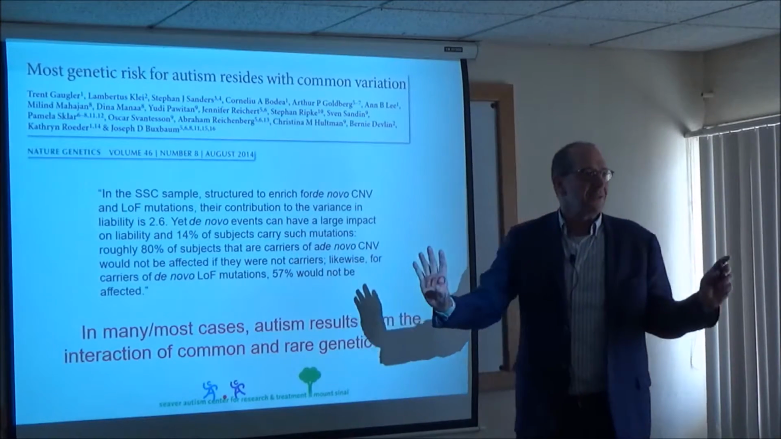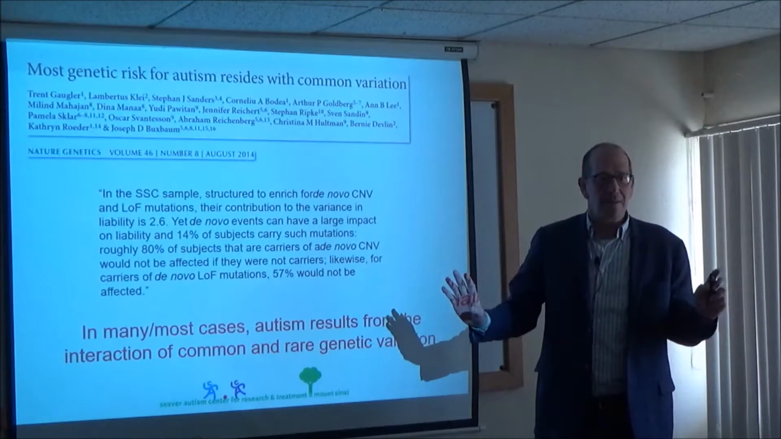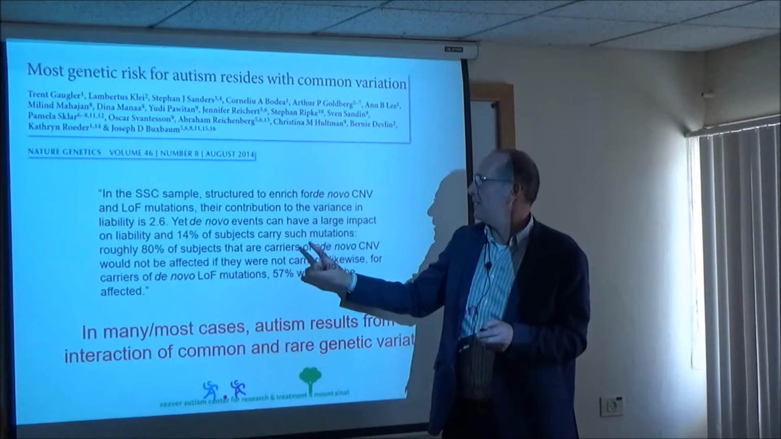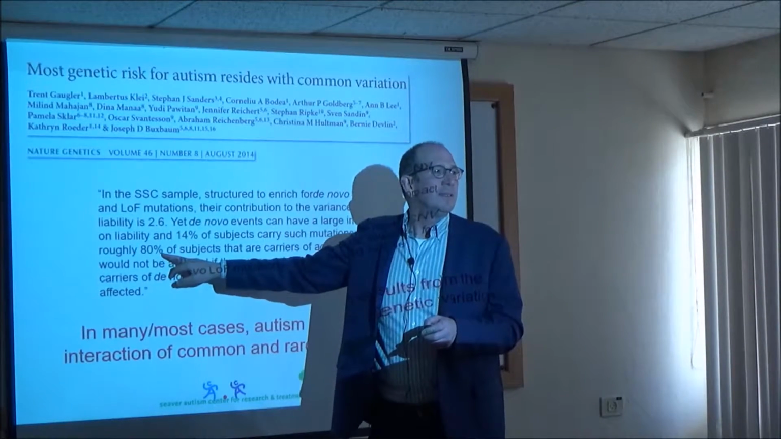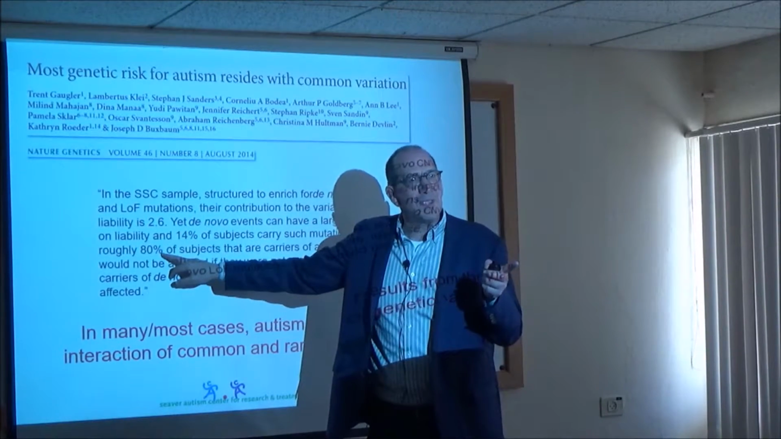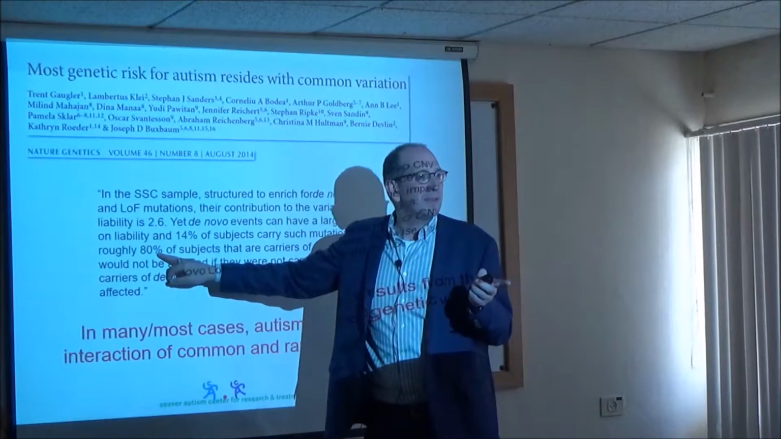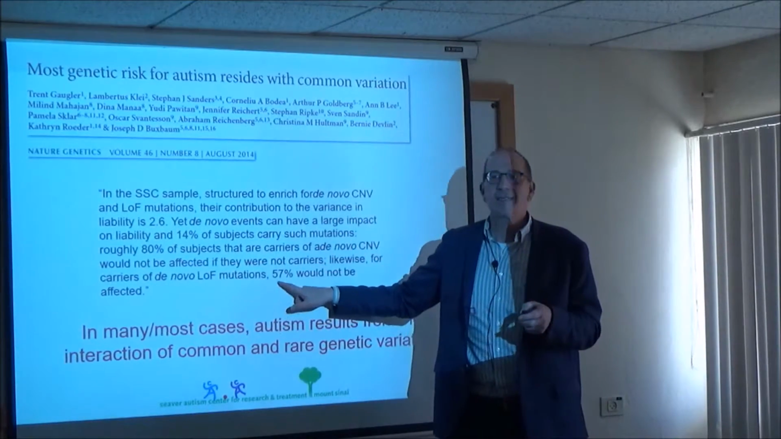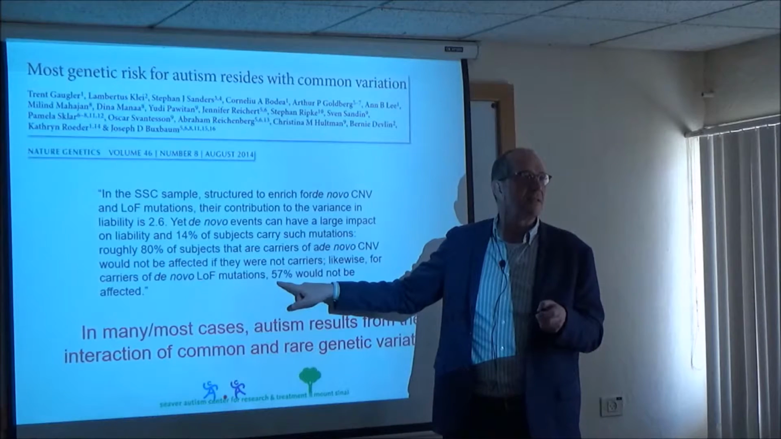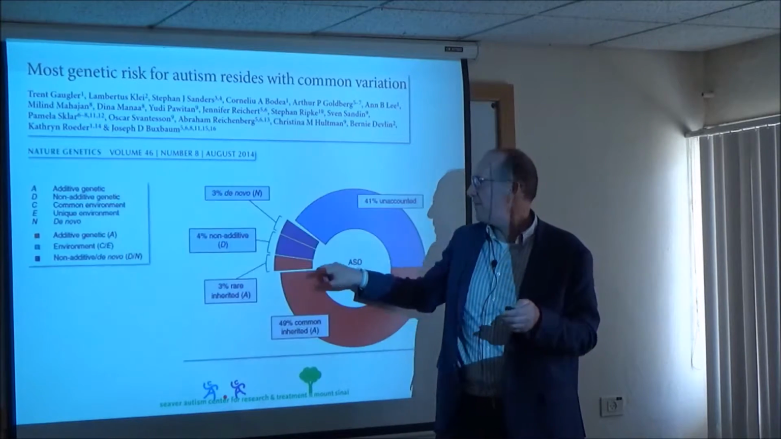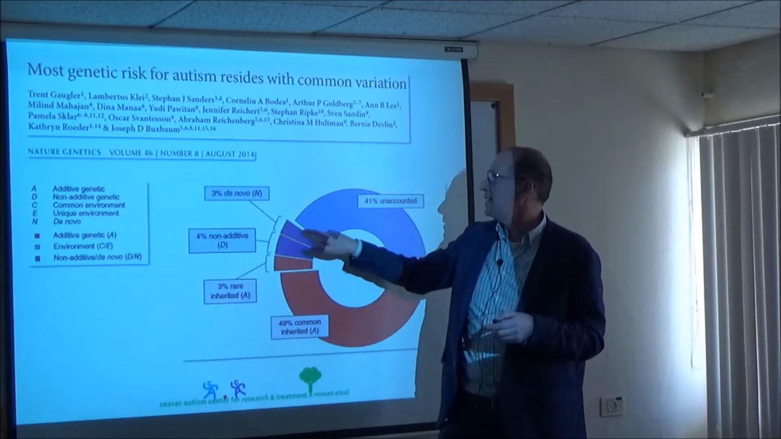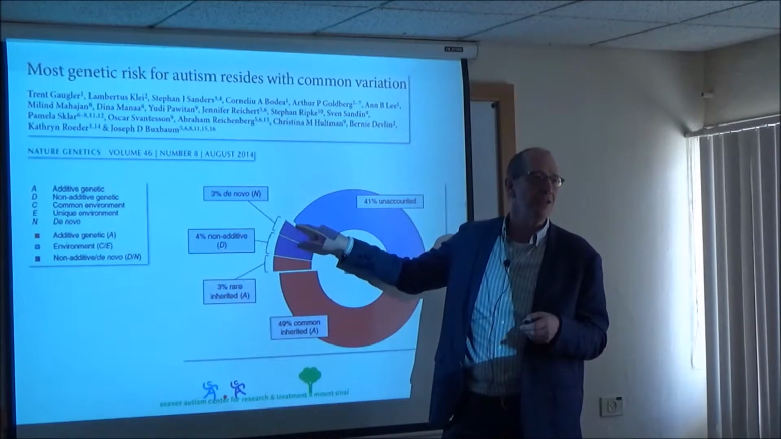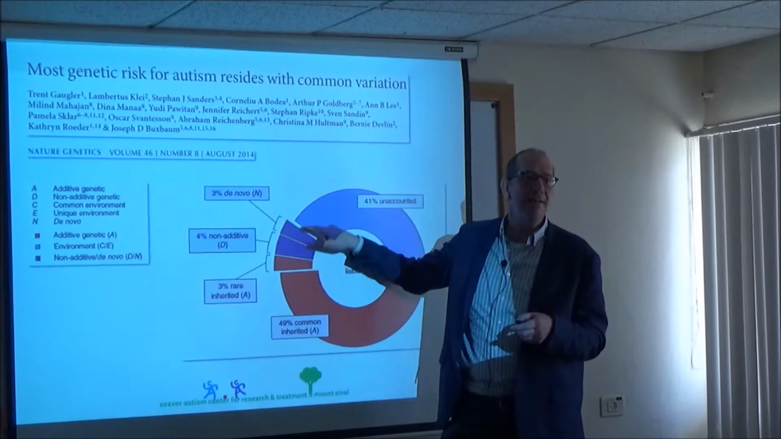The polygenic risk is everywhere. Within a family, if there wasn't a de novo mutation, 80% would not have autism if it was a CNV, and 60% would not have autism if it was a loss of function mutation. In other words, the family has this throughout the family, and then the child has this in addition. So it's an additive genetic effect.